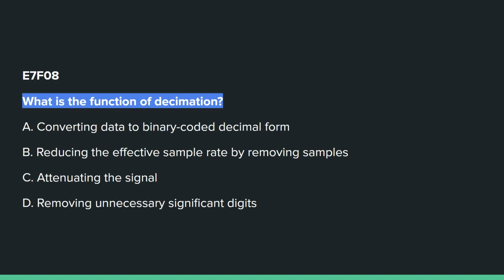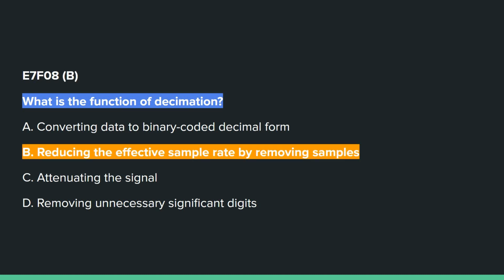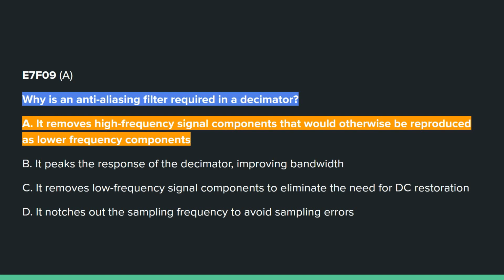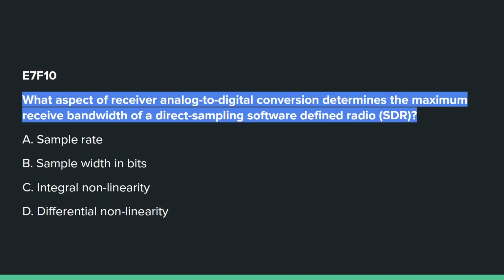E7F08, what is the function of decimation? B, reducing the effective sample rate by removing samples. E7F09, why is an anti-aliasing filter required in a decimator? A, it removes high-frequency signal components that would otherwise be reproduced as lower-frequency components.